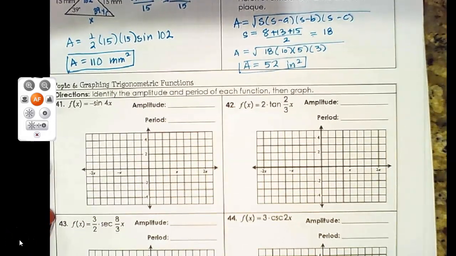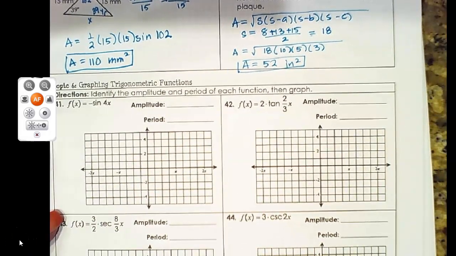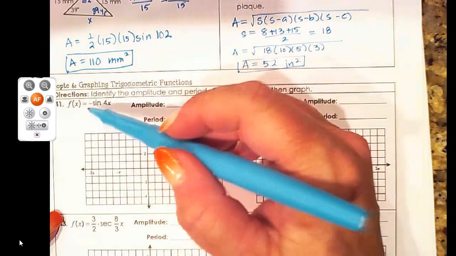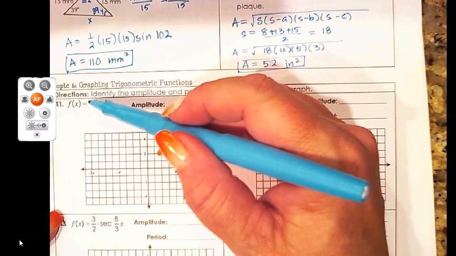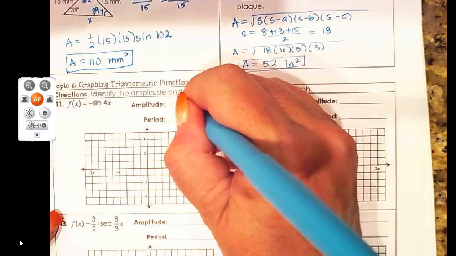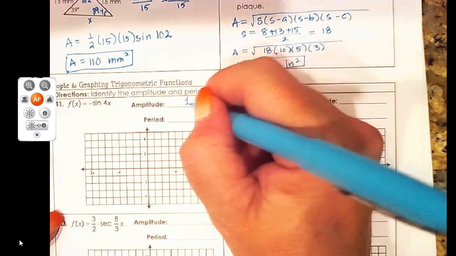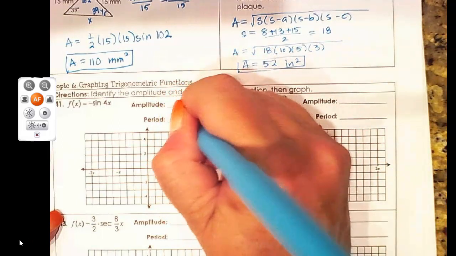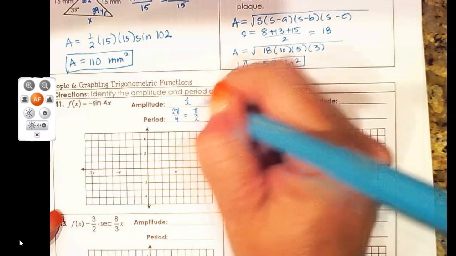Alright, here we are at topic 6, graphing trig functions. So I'm just going to jump right in. Number 41, to graph negative sine of 4x. Our amplitude is 1, so we're going to have a standard height, and our period is going to be 2 pi over 4, which is pi over 2.